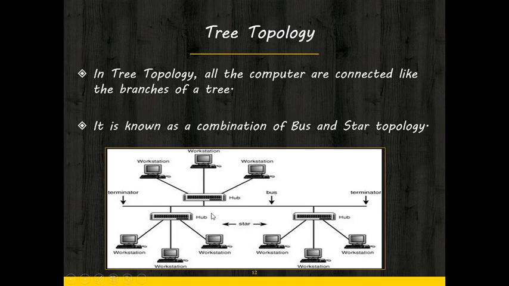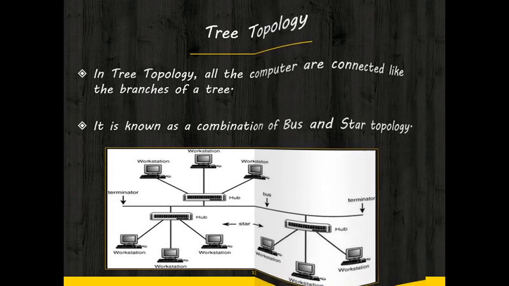So if you remember, in bus topology, it also has a backbone cable, and each node is connected to that backbone cable. Now what happens in tree topology is that instead of individual nodes, there will be multiple star topologies connected to the backbone cable. It is also called as hierarchical topology.